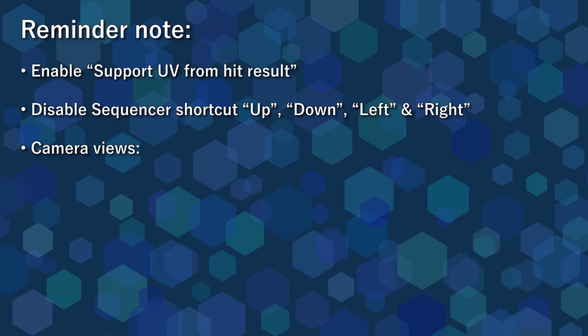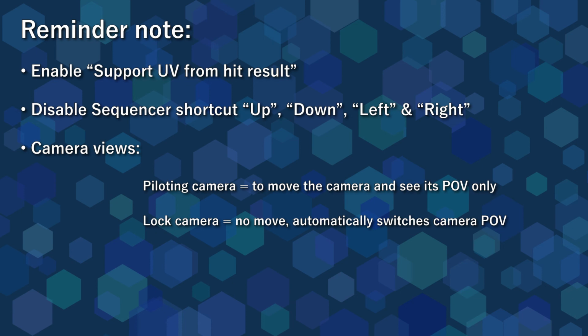There are two ways to activate the camera view, either by piloting it or by locking the camera in the board track. Piloting the camera means you will see a single camera view and any move in the viewport may add a key, so be careful. When you're done with piloting the camera, I advise you to use the lock option instead.